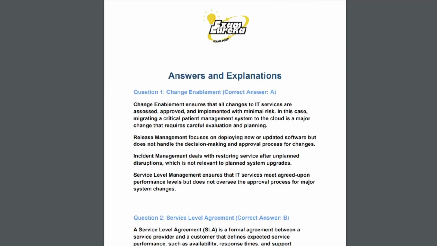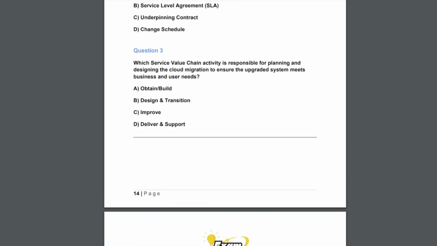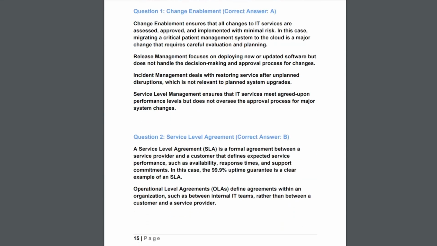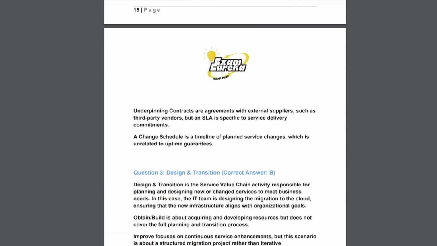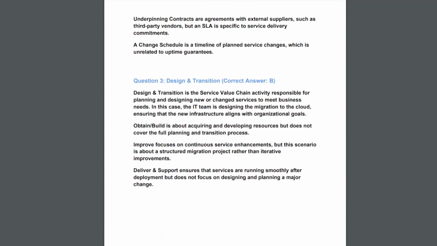And now, question 3, we'll just refresh our memory again. It's the service value chain activity that's responsible for planning and designing. And our answer is design and transition. It's in the name. Design and transition is the service value chain activity responsible for planning and designing new or changed services to meet business needs. In this case, the IT team is designing the migration to the cloud, ensuring that the new infrastructure aligns with organizational goals.